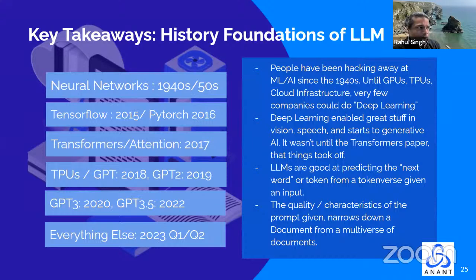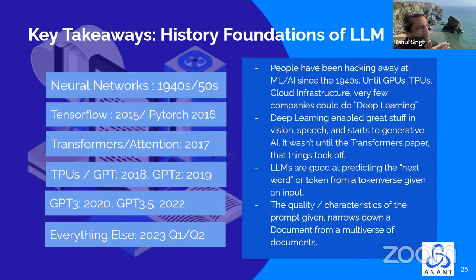I usually do key takeaways, but the main takeaway I have for you is to just remember the history. Neural networks have been around since the 40s and 50s. TensorFlow, PyTorch came out in 2015, 2016. These were ready-to-use software that you could run on GPUs, on specialized hardware that could do parallel processing at scale and at relatively cheap cost. Like you don't have to have a supercomputer, you could just rent it on the cloud.